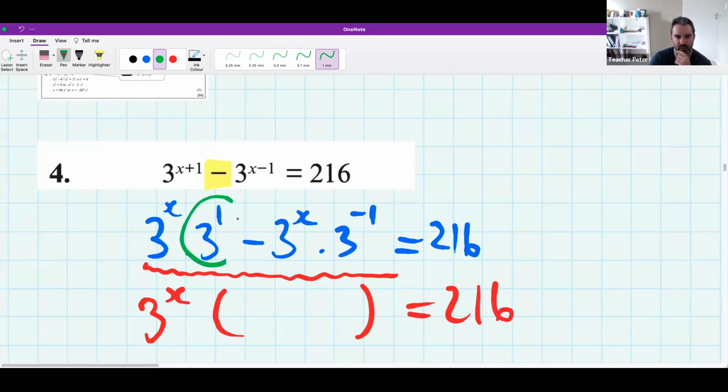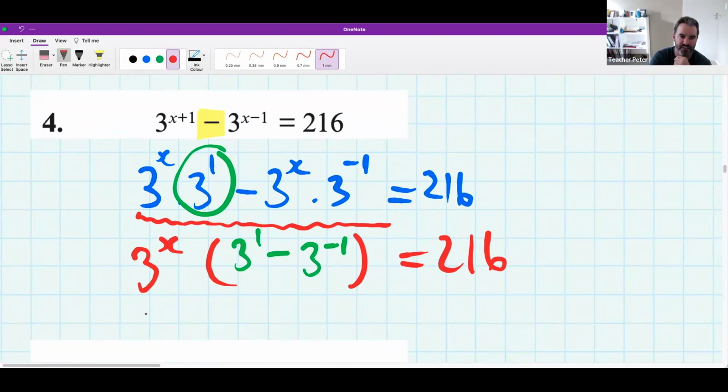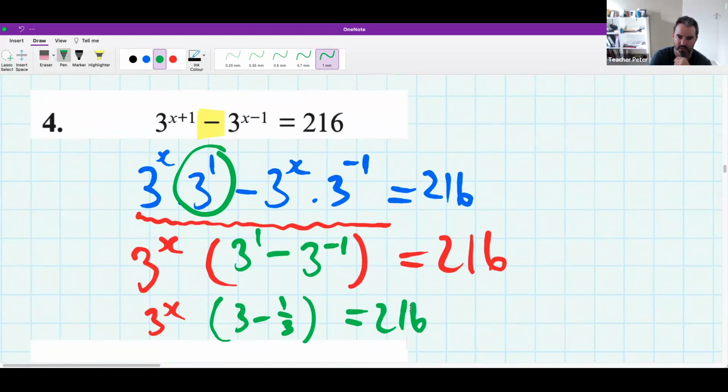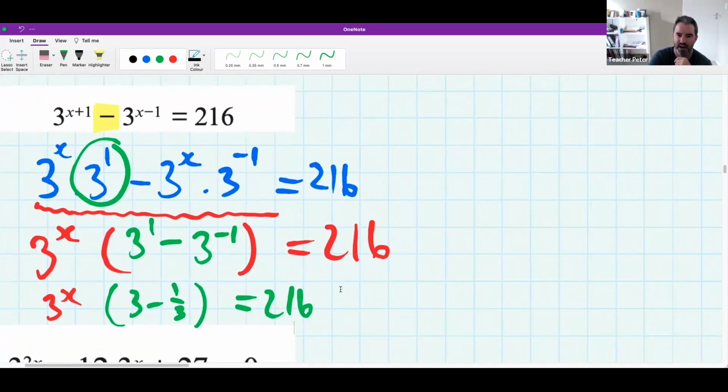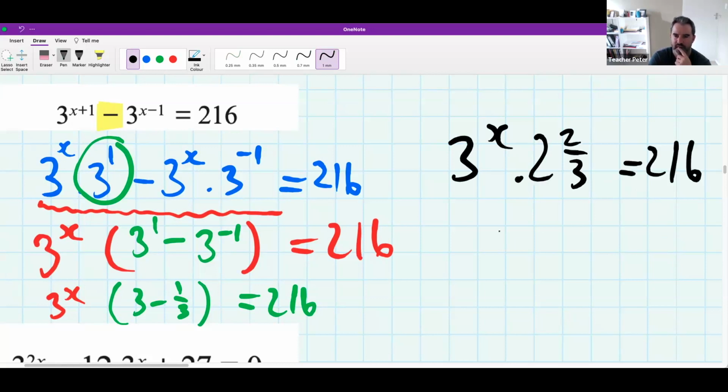What do you think? 3 minus 1 over 3. Yeah, so I'll even put it like this just to start with, but we all know that this is really just another way of writing 3 minus a third. And here's my 216. Okay, now, if I go from there, I've actually got 3 to the x times 3 minus a third, which is 2 2/3, and that's going to be equal to 216.